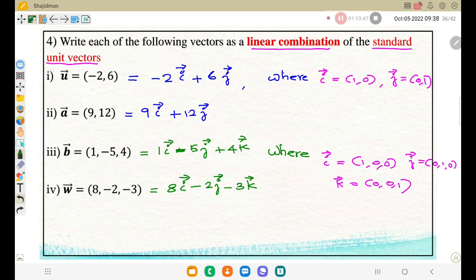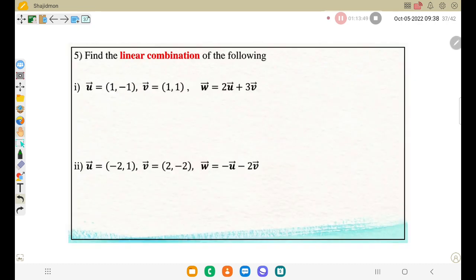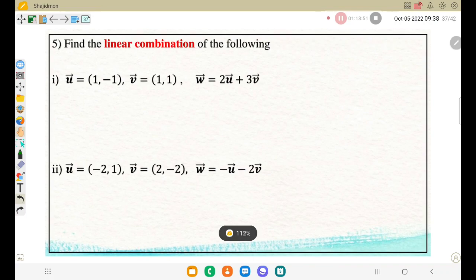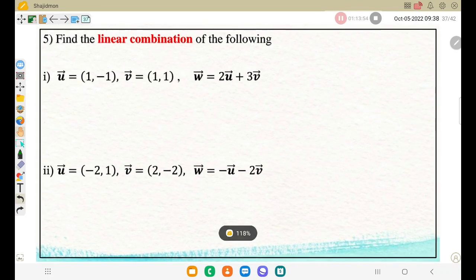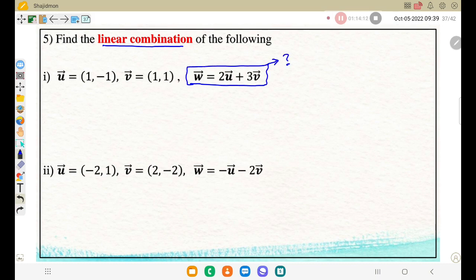Okay, now let me go to the next question. Question number 5. Find the linear combination of the following. We need to calculate the linear combination, not write standard unit vectors. Okay. u means (1, -1), v means (1, 1). What linear combination do we need to calculate? That is the question: w equals 2 times vector u plus 3 times vector v.